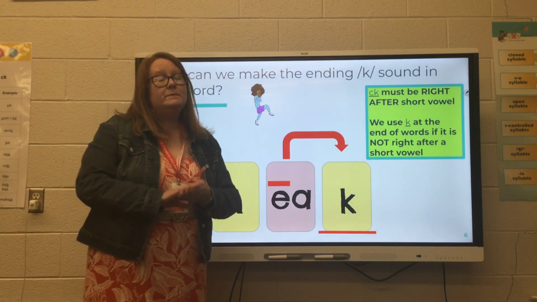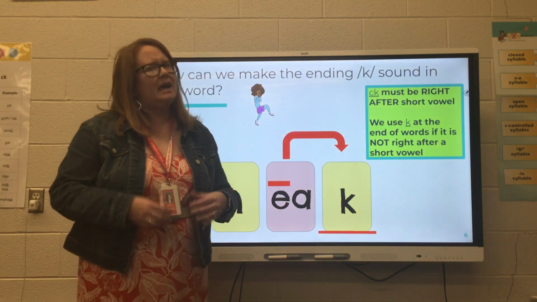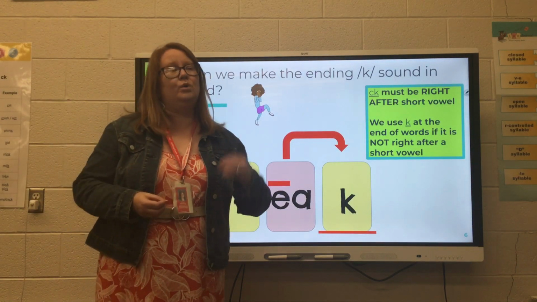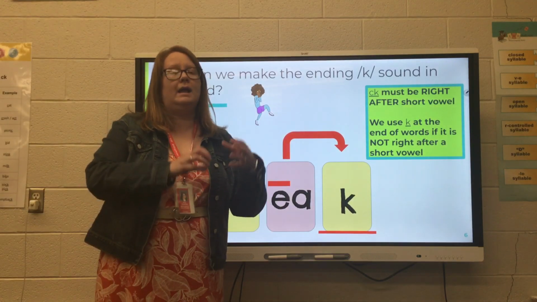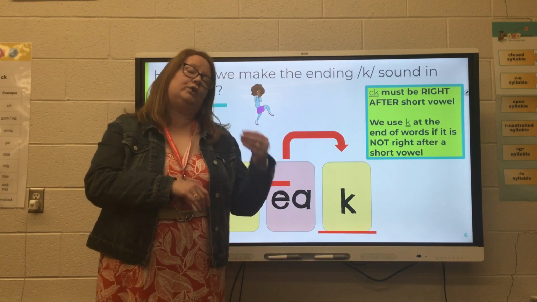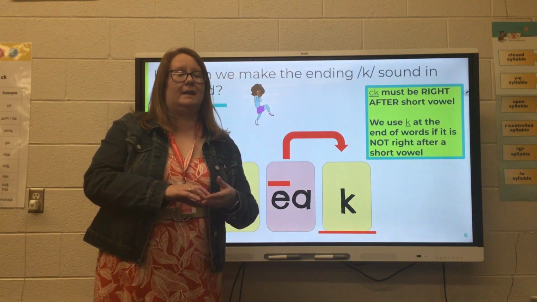So when you're spelling the k sound at the end of a word, you really just have two choices, K or CK. CK goes at the end right after a short vowel. For your other options, if it ends with a k, you're going to spell it with a K.